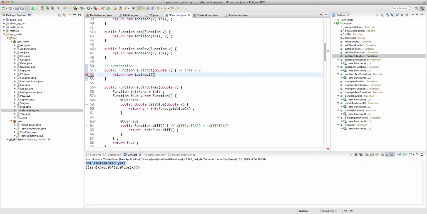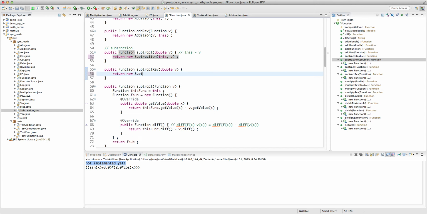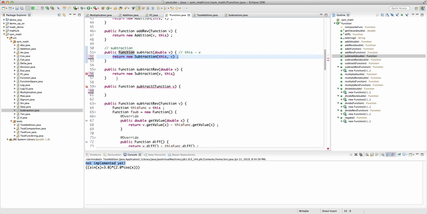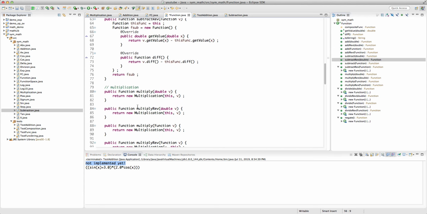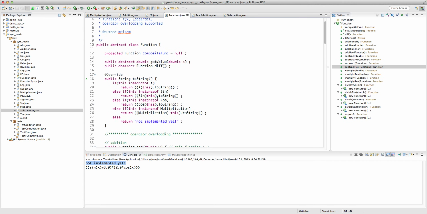subtract, subtraction this and v, return new subtraction v and this, new subtraction this and v, and return a new subtraction. Okay, and now we can also test it.